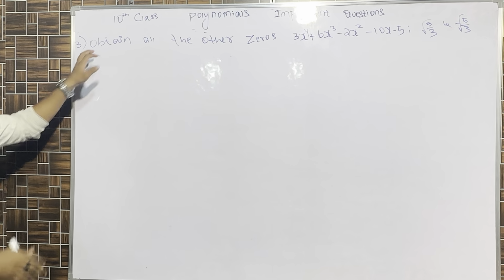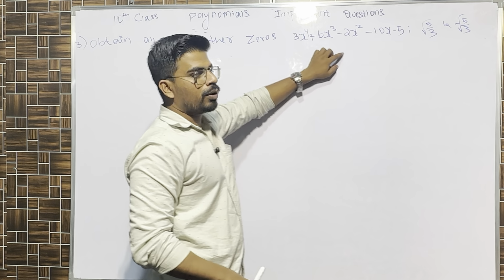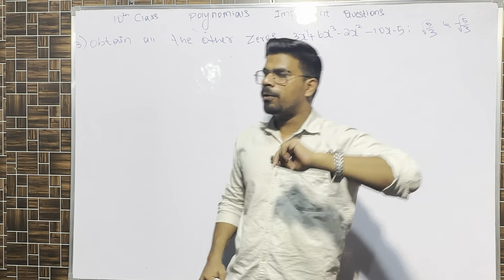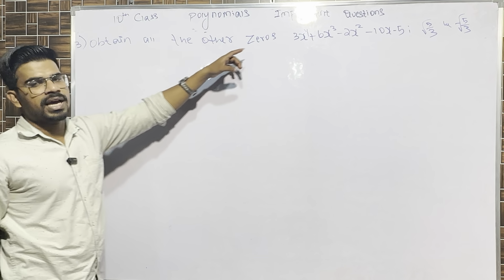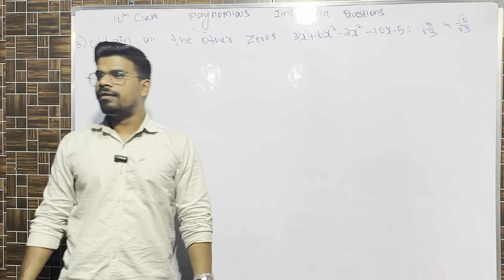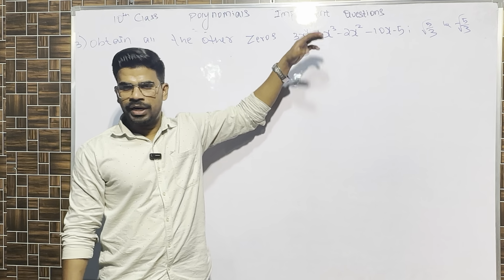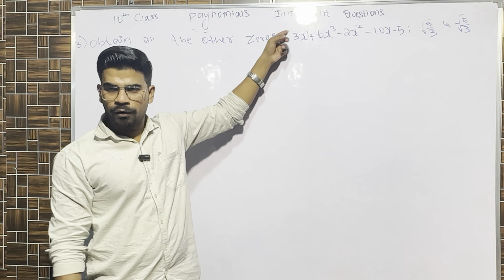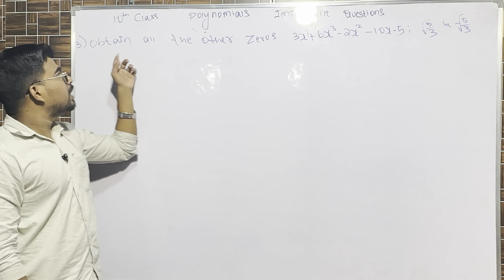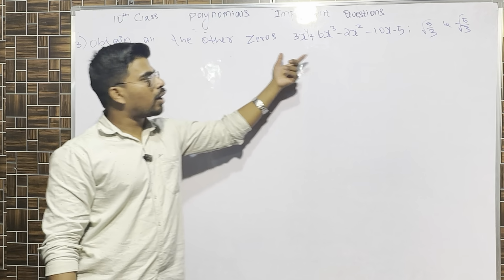Right, we have to obtain all the zeros of a polynomial. One polynomial is given. So the number of zeros for a polynomial will depend on its degree. What is the highest power of the polynomial? On that it will depend. If the highest power is 2, it will have 2 zeros. Highest power is 3, it will have 3 zeros. Highest power is 4, it will have 4 zeros. So like that, we have to obtain all the other zeros of this polynomial.